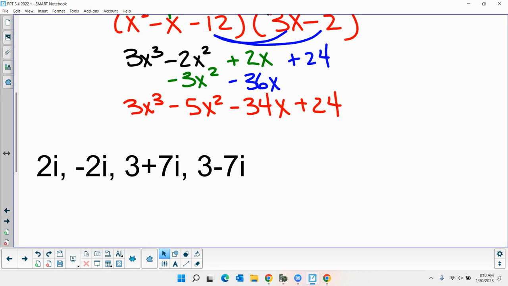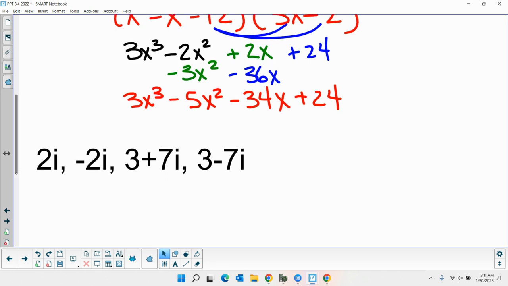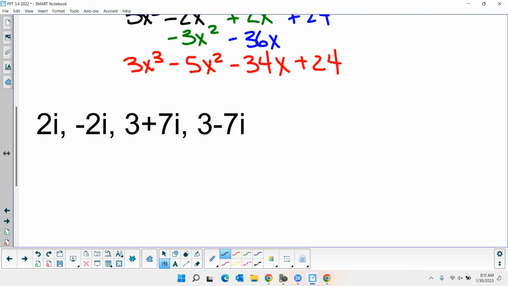So how do we start these always? X minus. They always come in, the imaginary ones and the irrational ones, the ones that would have radicals, they always come in pairs. We got positive 2i, negative 2i. They always come together. 3 plus 7i, there's going to be a 3 minus 7i. They always come in pairs. But we just put x minus in front of all of those is all we do. So x minus 2i and x minus negative 2i. Well, what's minus a negative 2i? Plus.